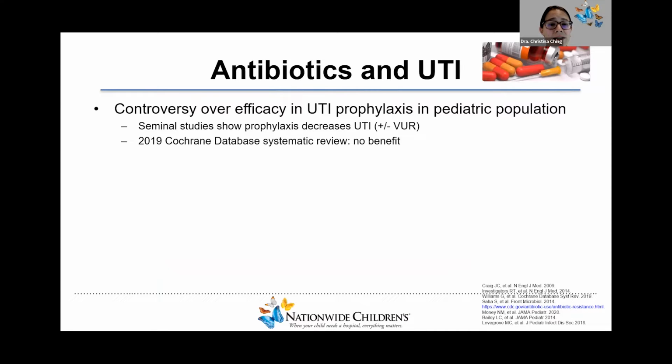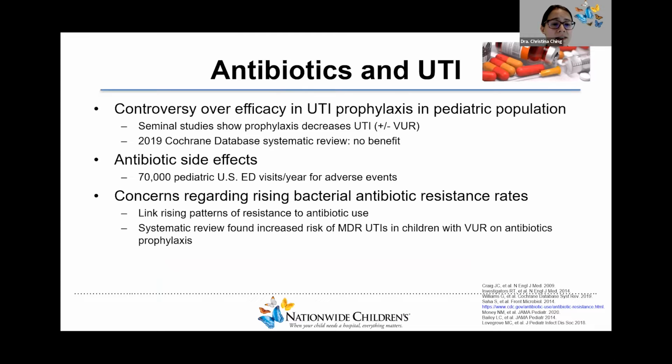While antibiotics are the mainstay of therapy with pretty universal acceptance of their use during acute infection, their use to prevent infection is more controversial in the pediatric population, with certain seminal studies showing prophylaxis decreases urinary tract infections, such as in the RIVUR and PREVENT study. But a 2019 Cochrane database systematic review did not show any benefit of antibiotic prophylaxis.